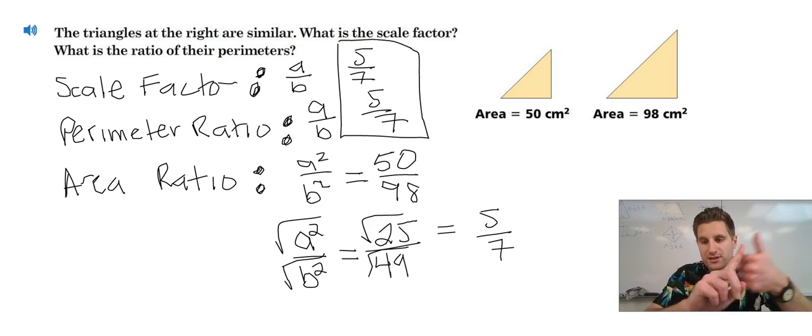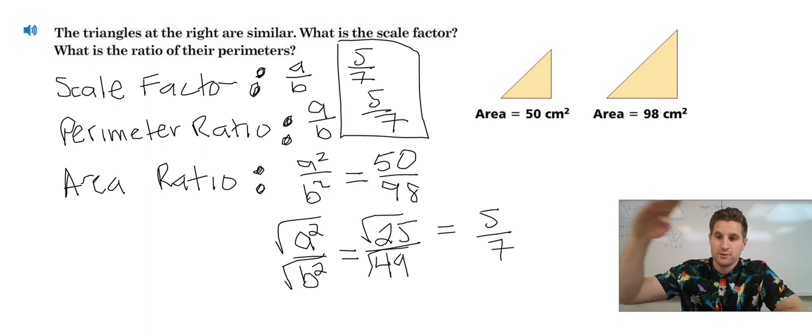Now again, scale factor and perimeter ratio are actually going to be the same, because they're both a to b, because they're one dimension, versus the area ratio, which is two dimensions. Okay, so that's pretty much it. We're just talking about the difference between area and perimeter. All right, guys, thank you very much. Have a good one. Over and out.